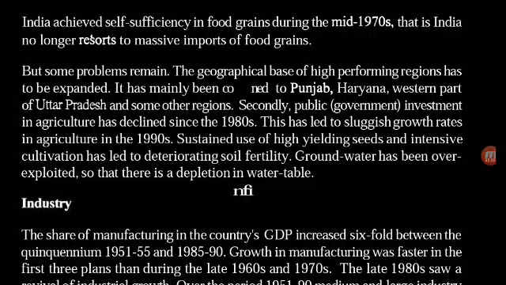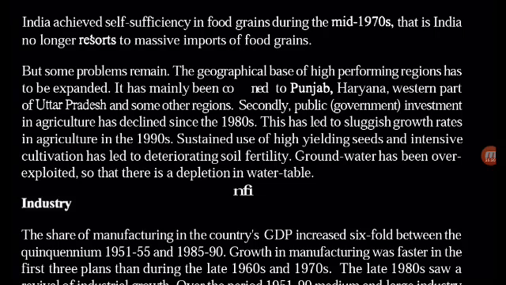India achieved self-sufficiency in food grains during the mid-1970s. That is, India no longer resorts to massive imports of food grains. But some problems remain. The geographical base of high-performing regions has to be expanded. It has mainly been confined to Punjab, Haryana, western part of Uttar Pradesh and some other regions.